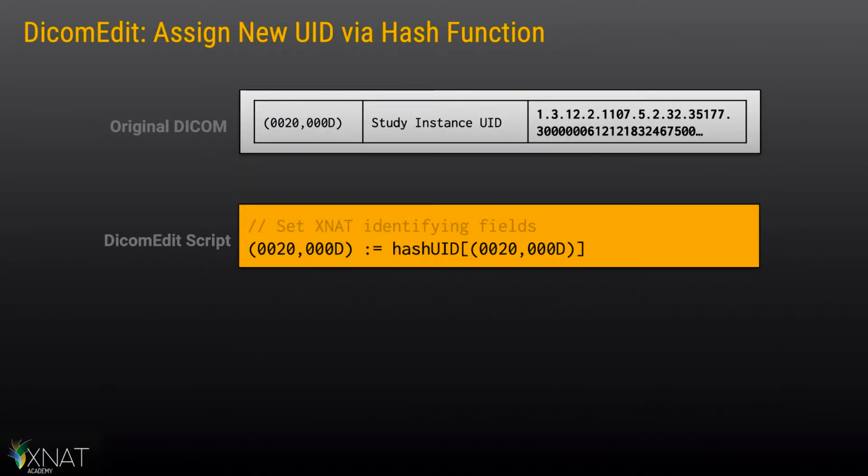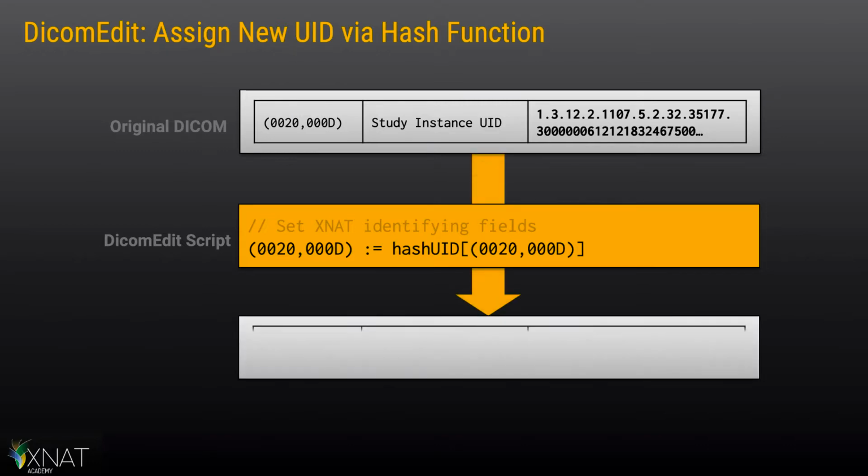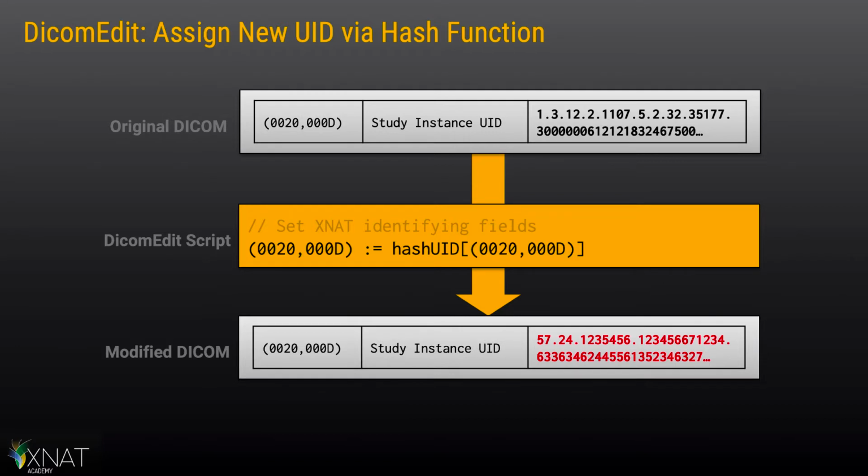And while you're assigning new values, instead of doing them with just a string or a new value, you can use a hashing algorithm in the case of a UID to create a new UID that is hashed but in a recoverable way. So if you needed to, you could unhash this UID if you needed to provide some data back to the original study in the PACS.